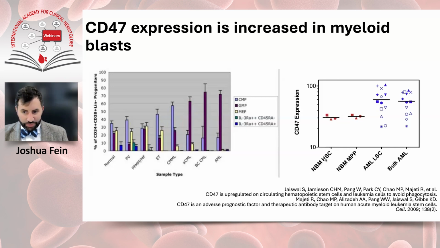Now, in the companion paper, the paper published in that same edition, they approached the question very similarly, but here they were actually looking at the leukemic stem cells themselves. In the red, you can see CD47 expression on normal bone marrow hematopoietic stem cells and normal bone marrow myeloid progenitors. And then in mice with AML, the leukemic stem cell actually had significantly higher CD47 expression, and this was true even in the bulk cells.